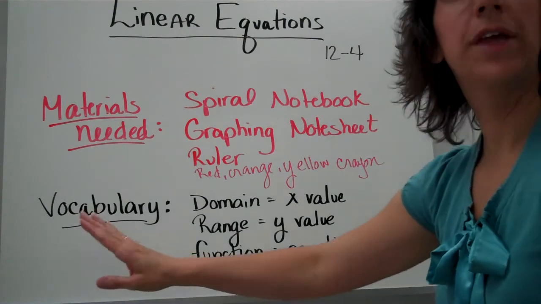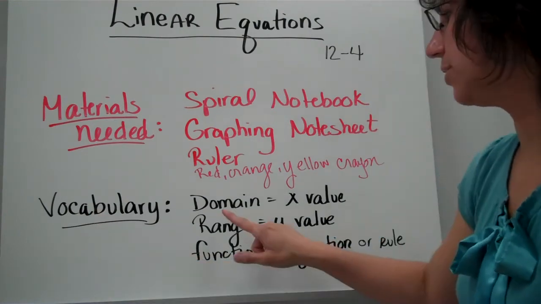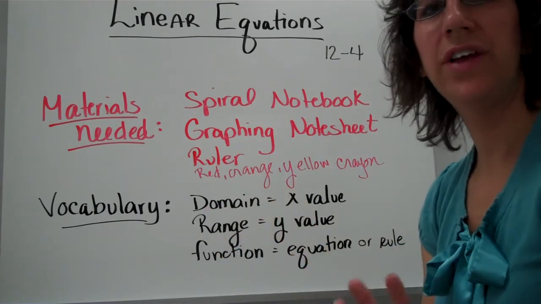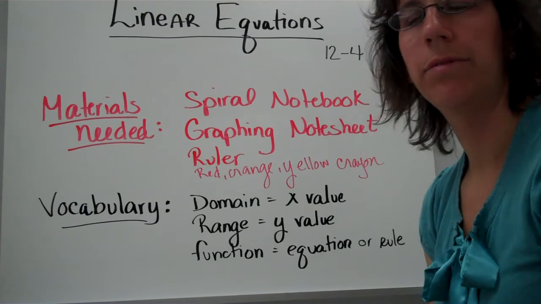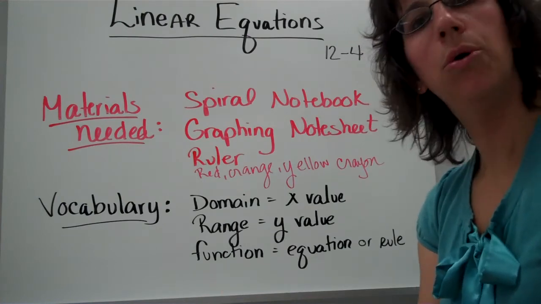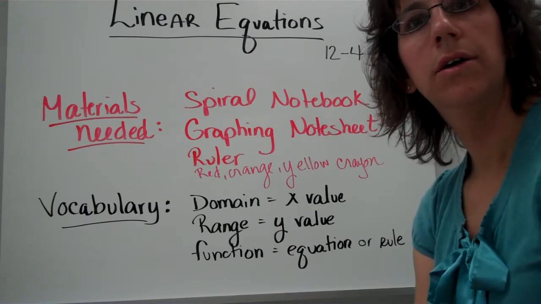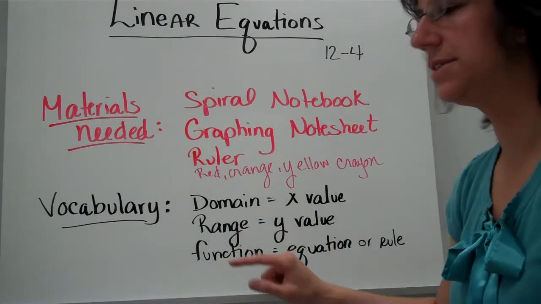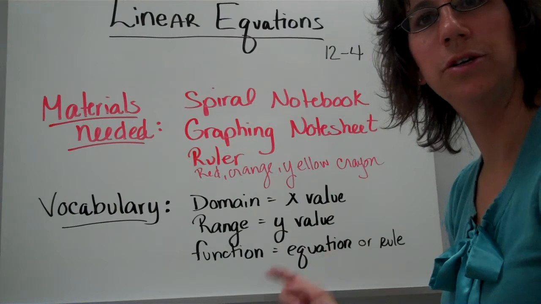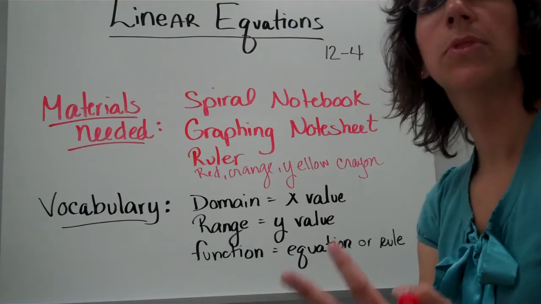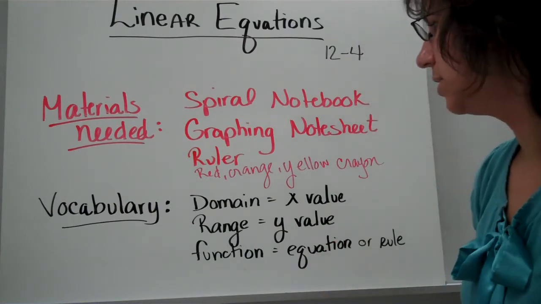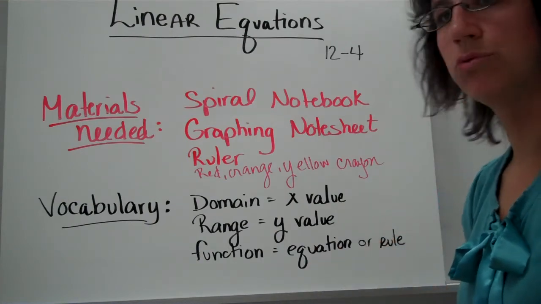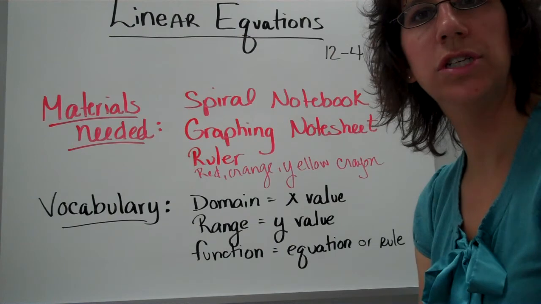All right, so the vocabulary you need to make sure that we record down are domain, range, and function. Domain is just a fancy word that means the x value in an ordered pair, or also the x value in a function table. The input value is really what the domain is. The range is the y value. Again, it's the output value or the y value in an ordered pair. And then you have function. That's an equation or a rule or a pattern that goes along with the function tables.